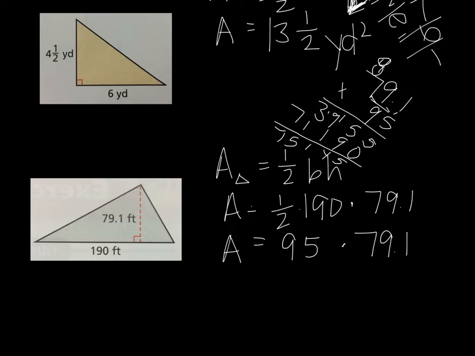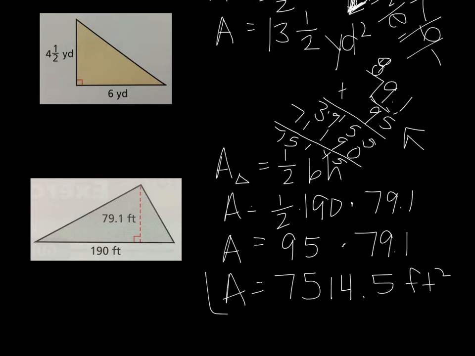So after I multiplied that out, I put that up here in case you want to check it against your multiplication. I got 7,514 and 5/10. That is our area of this triangle, and that area is measured in feet squared. All right, so here's my answer here.